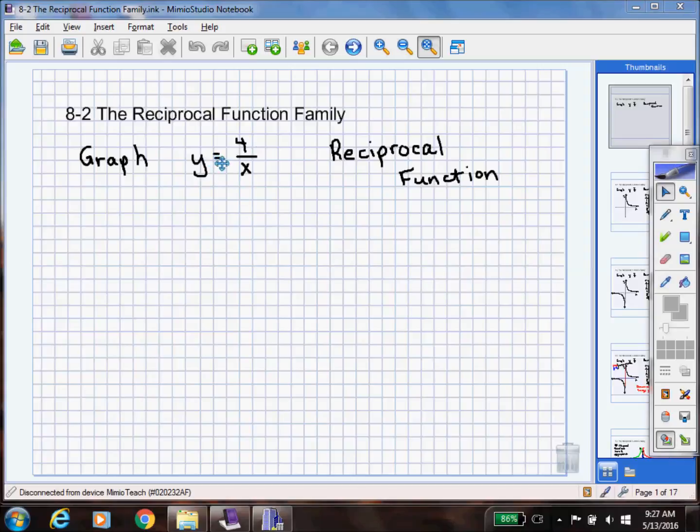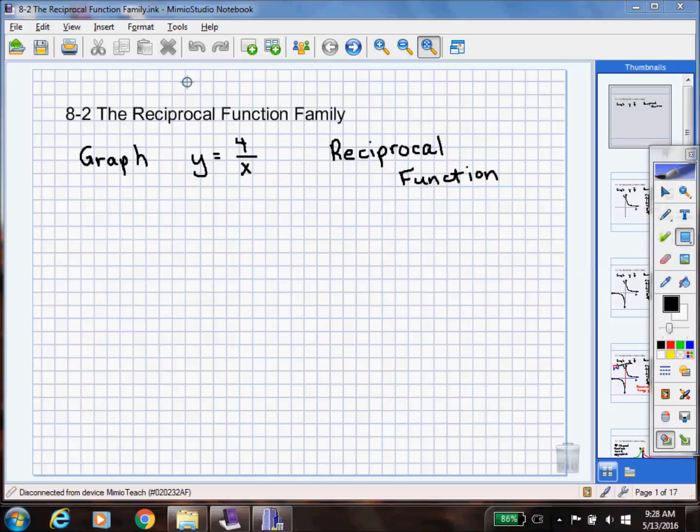A reciprocal function is also an inverse relation. You remember the inverse relations, y equals k over x? This particular textbook calls it a reciprocal function. When we go over it in physics, I refer to it as an inverse relation because it really is. It's the same thing. So what we're going to do is graph this thing.